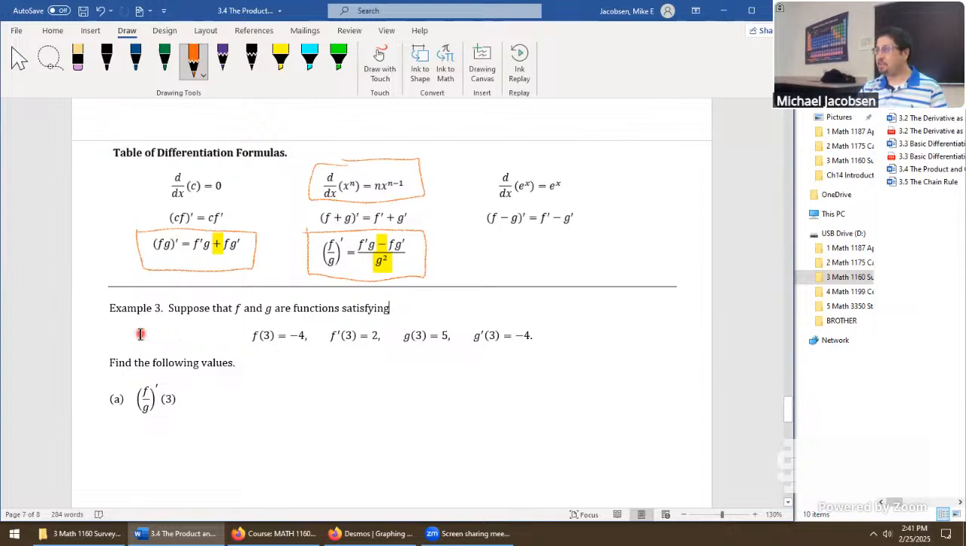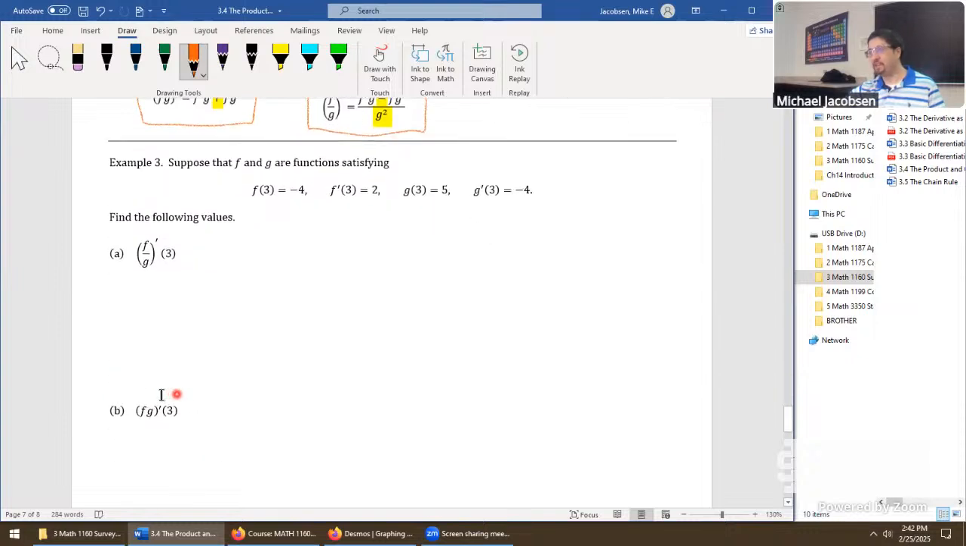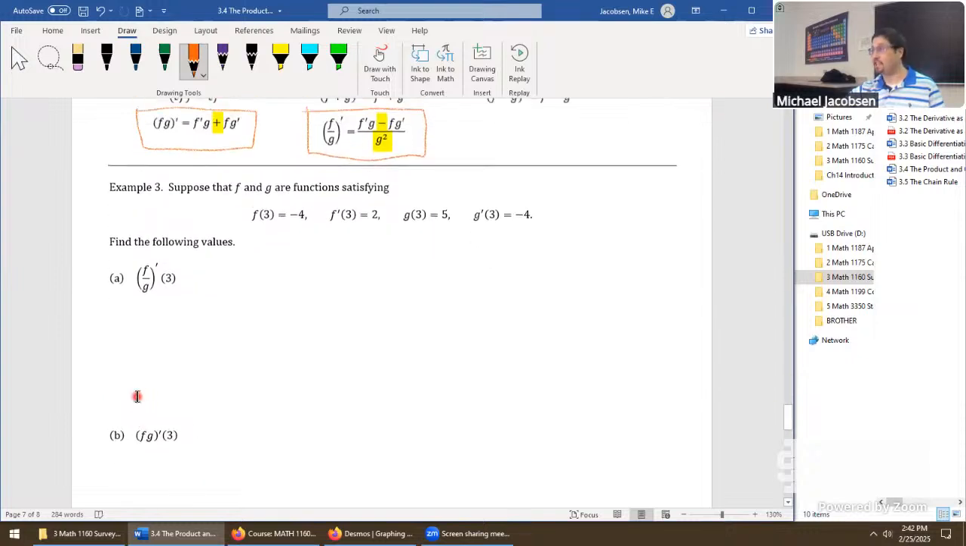And example 3 now stands out as a really weird problem in a certain sense. We have two functions, f and g, but they're unspecified except for two function outputs, f of 3 and g of 3, and two function outputs for the derivative, f prime at 3, g prime at 3. And we want to know what is f divided by g prime at 3. Kind of a weird problem, and also f times g prime at 3.